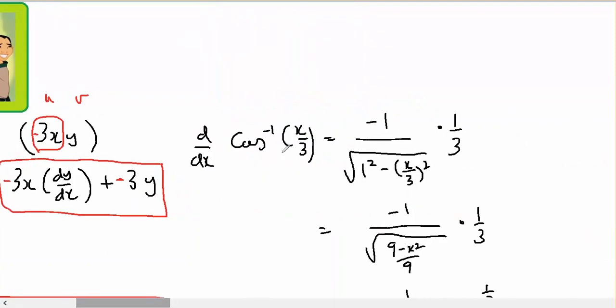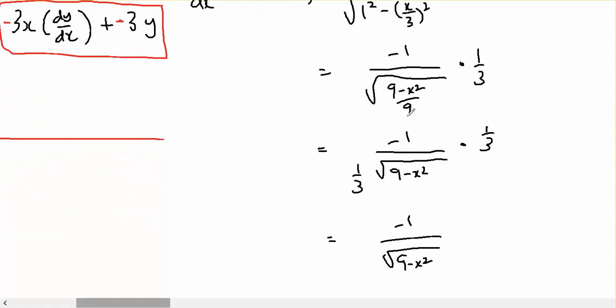And looking at the inverse cosine of x on 3, that's going to be negative 1 on top of the square root of 1 minus x on 3 squared. Then the derivative of the inside, which is 1/3. I can expand that and then put it over a common denominator of 9. Then take the square root of the 9 on the bottom, gives you 1/3. Those cancel to leave you with this.